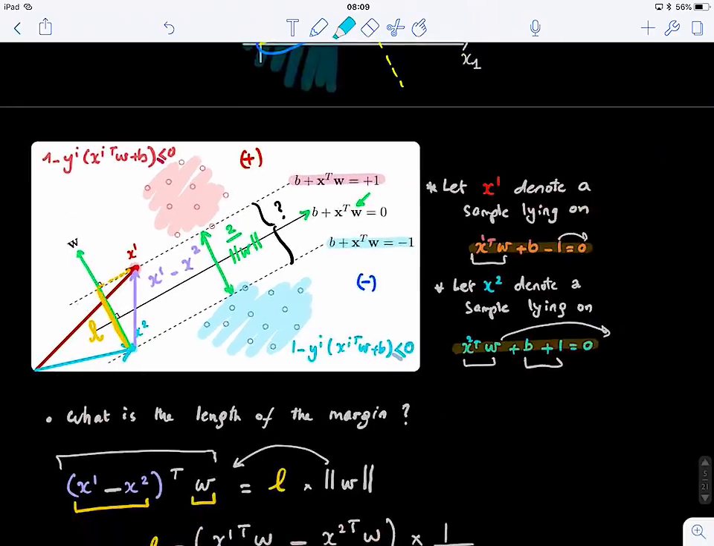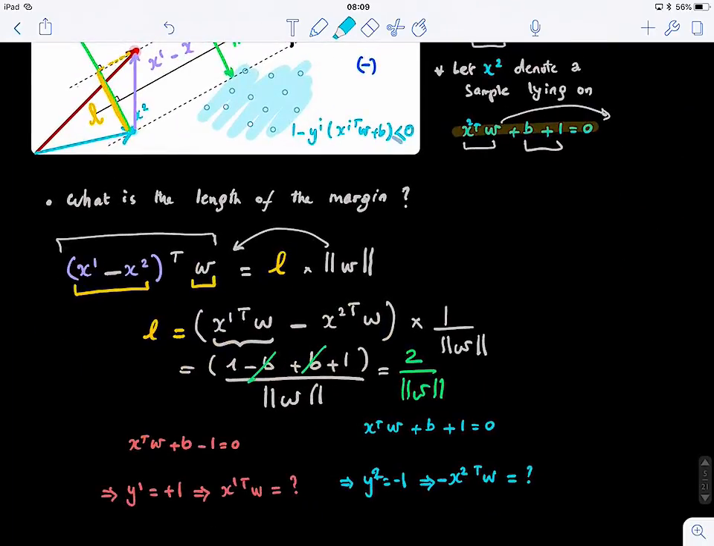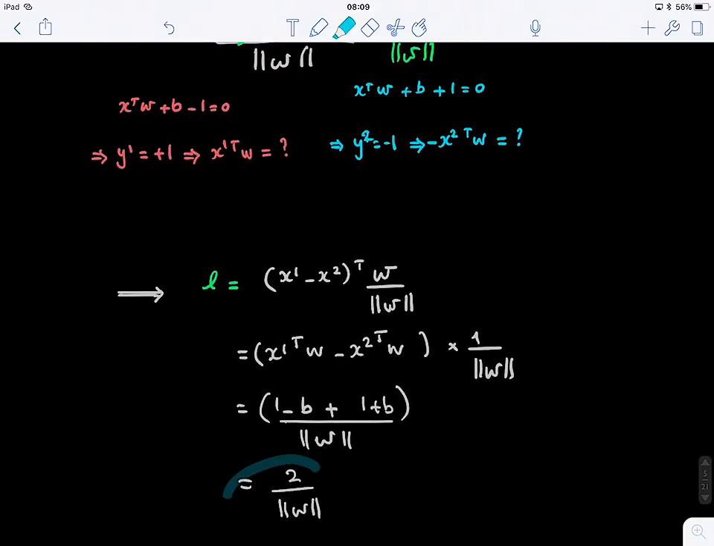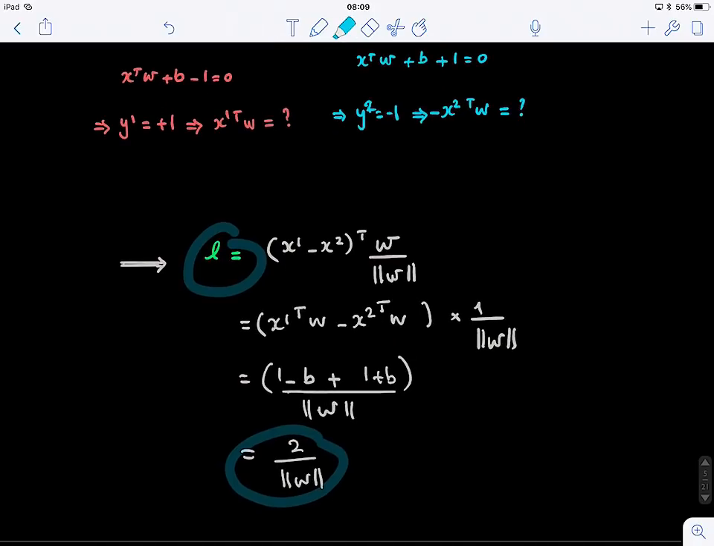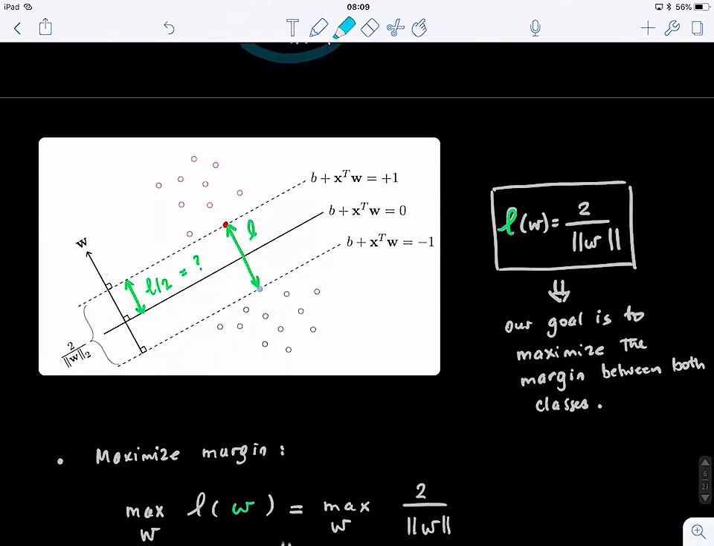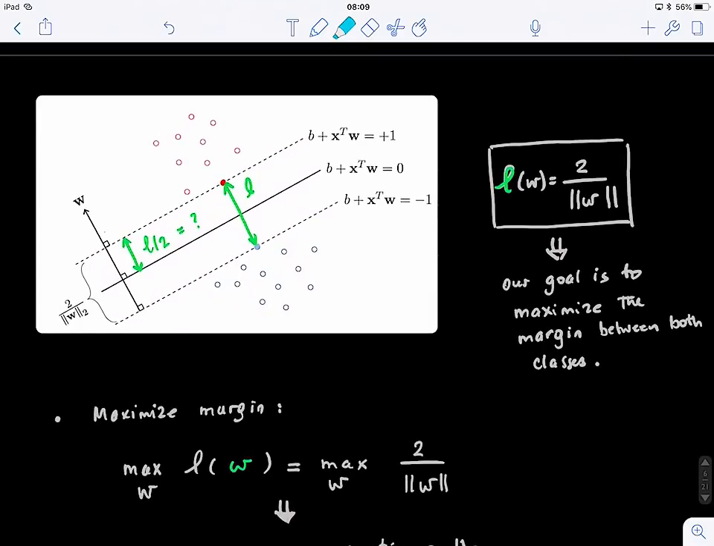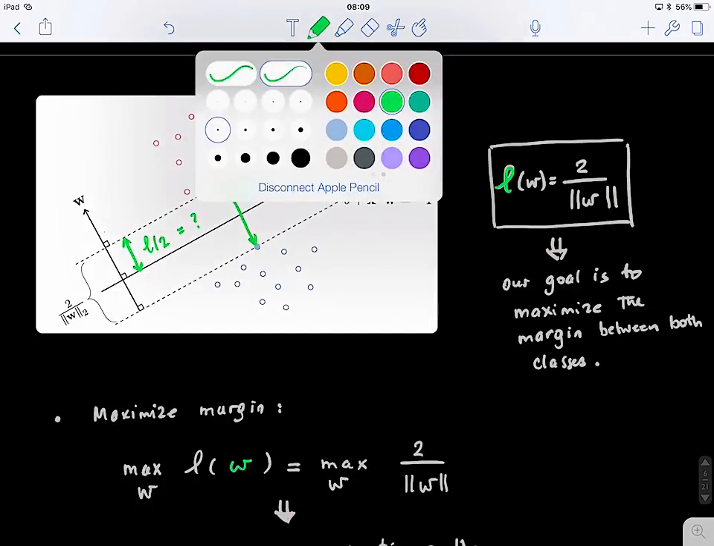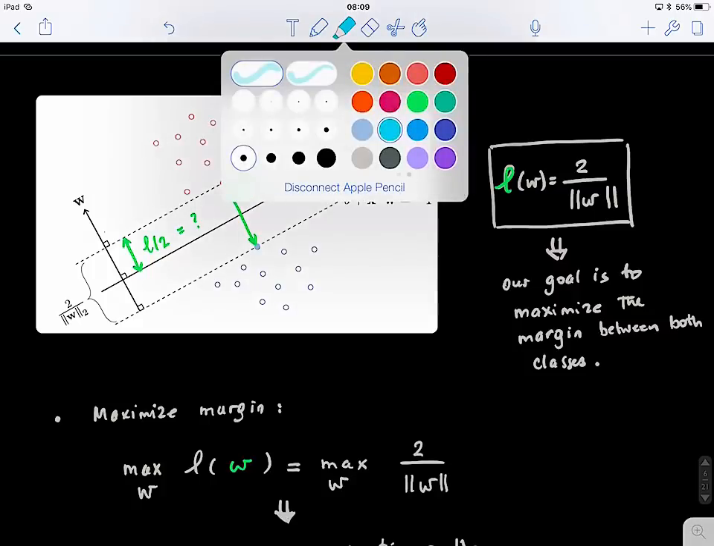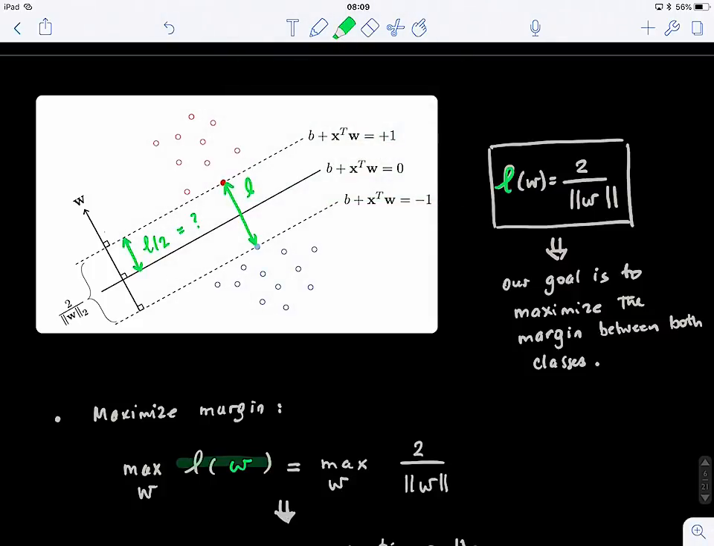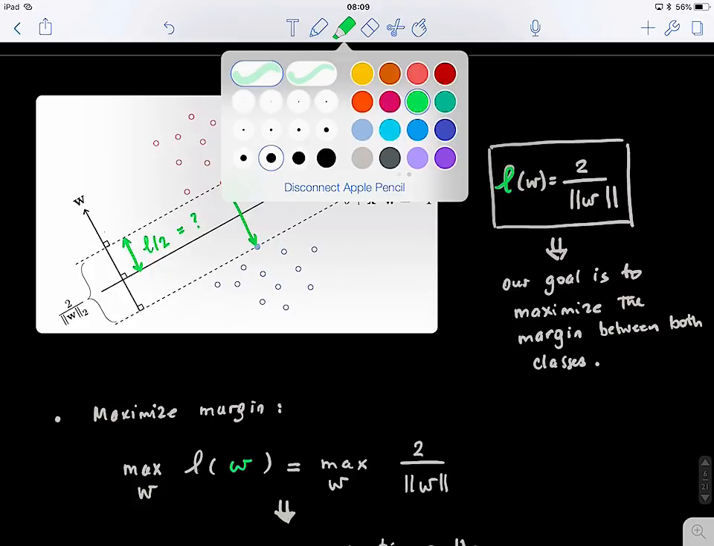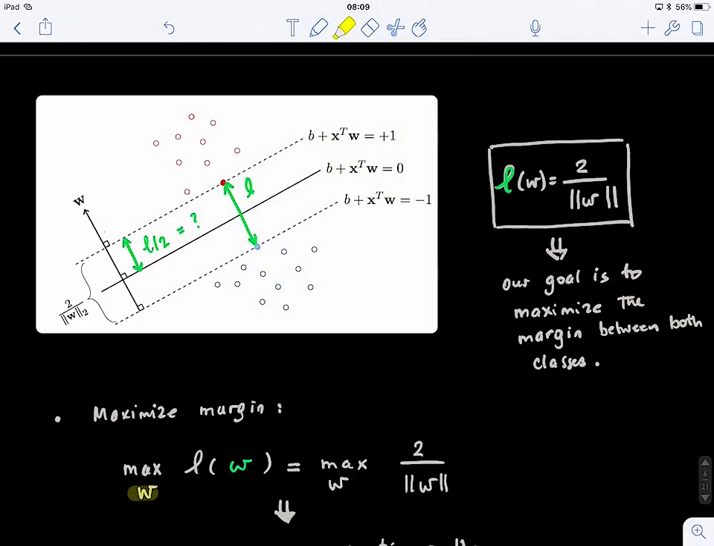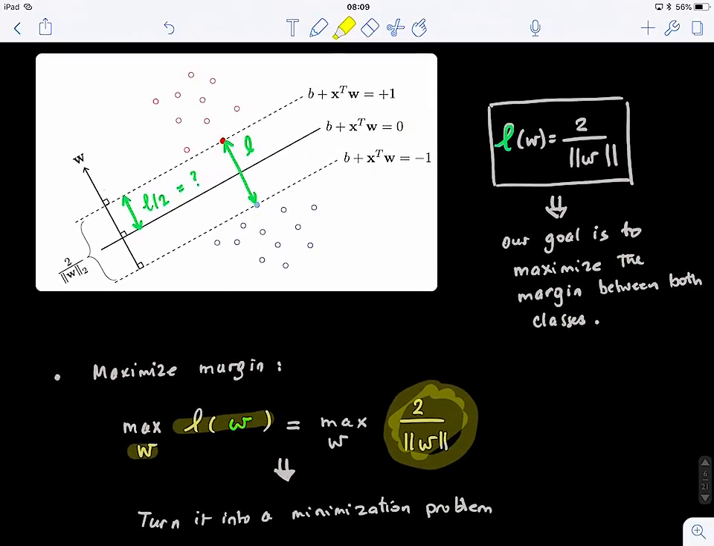So this is exactly what we have solved, and we found that L is equal to 2 times the inverse of the norm of W. So our goal, let's remember again, is we want to maximize the margin, right? So we want to maximize L, so we want to basically find the optimal W that maximizes L of W, and L of W is the length of the margin, okay? It's the width of the margin that we want to maximize.